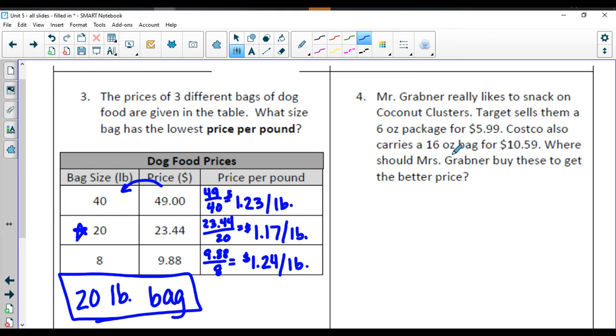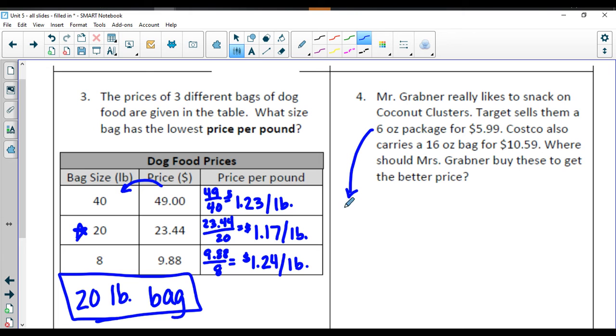For the last example, Mr. Grabner really likes to snack on coconut clusters. They're like this little snack thingy. They're kind of like coconut and honey and a couple other things in it. And Target sells them in a 6-ounce package for $5.99. Costco also carries a 16-ounce bag for $10.59. So where should Mr. Grabner buy these to get the better price?